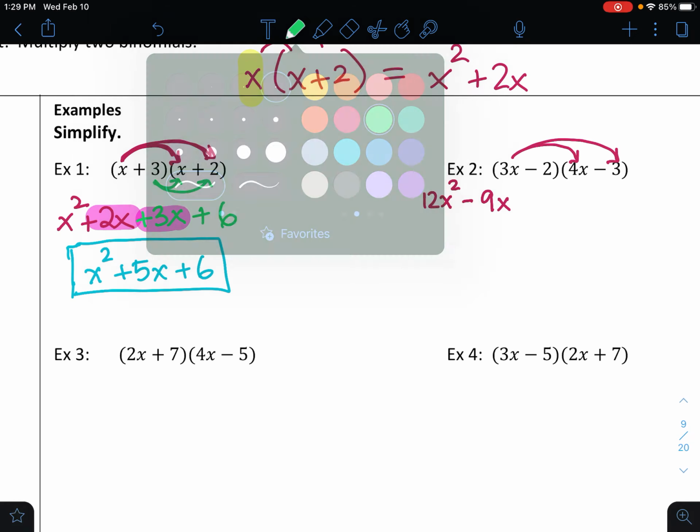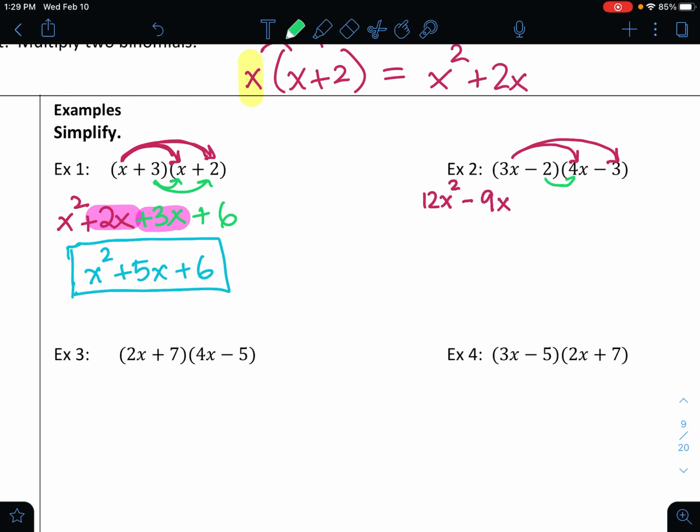Now I'm going to switch colors here. Let's do green. Negative 2 times 4x is negative 8x. Negative 2 times negative 3. Negative and negative is positive. 2 times 3 is 6.